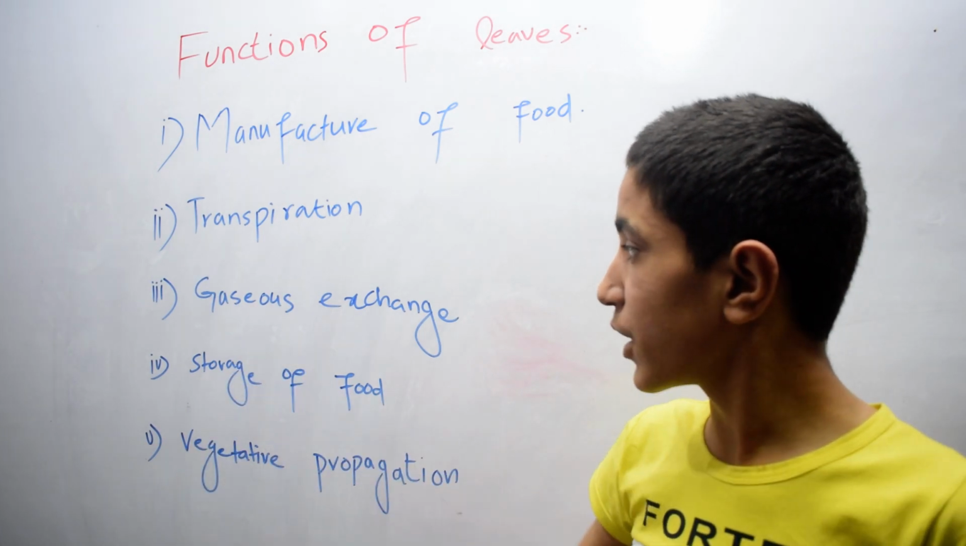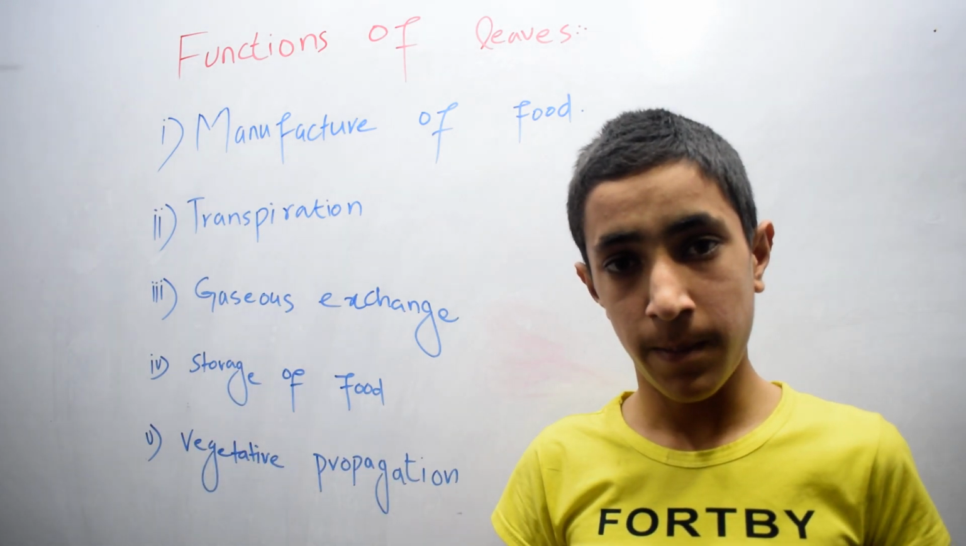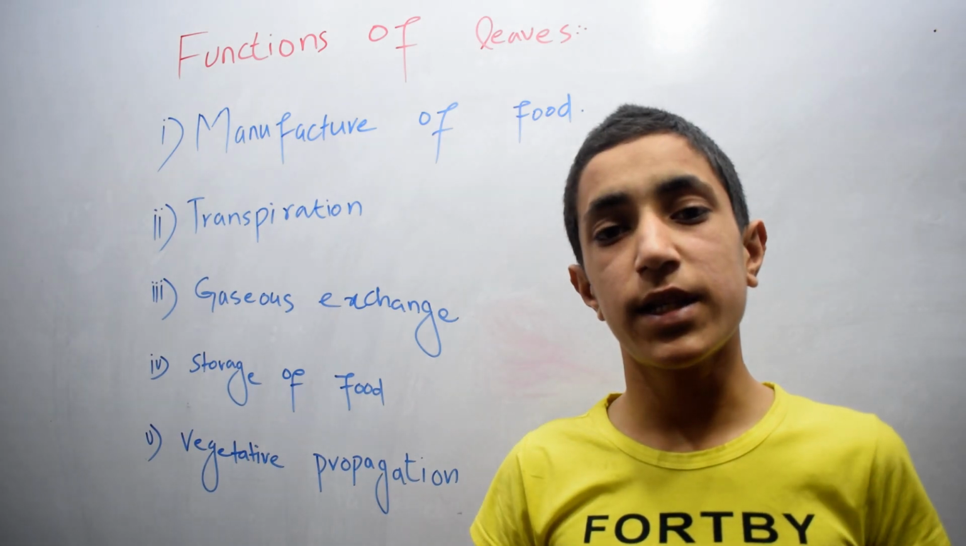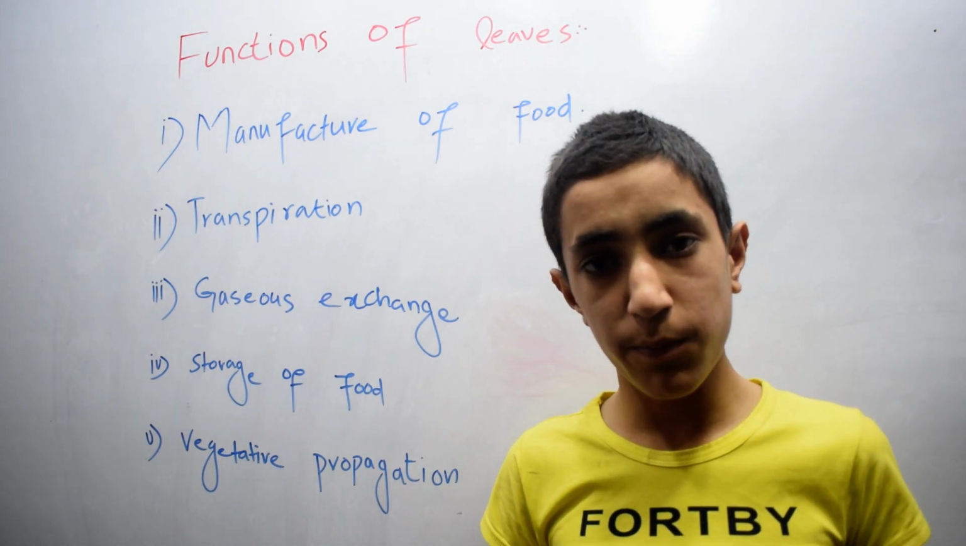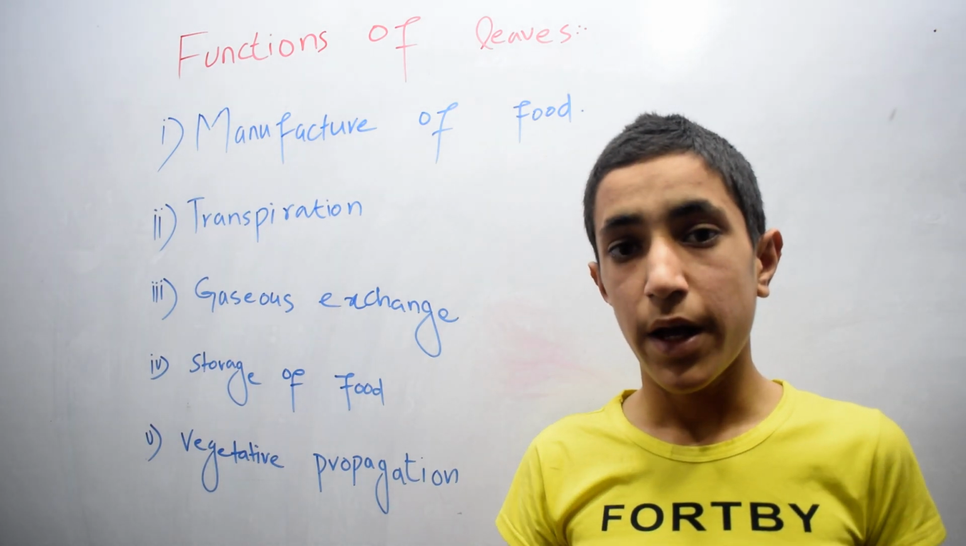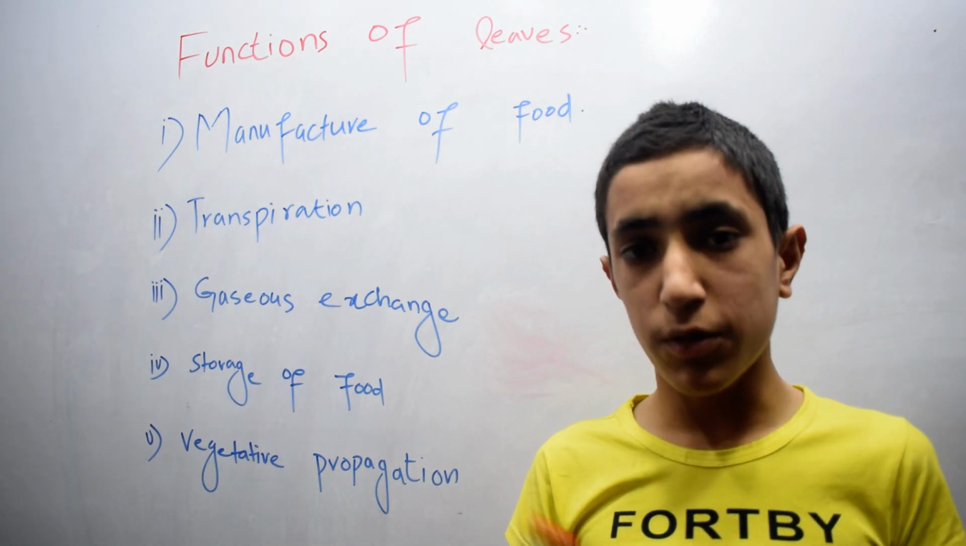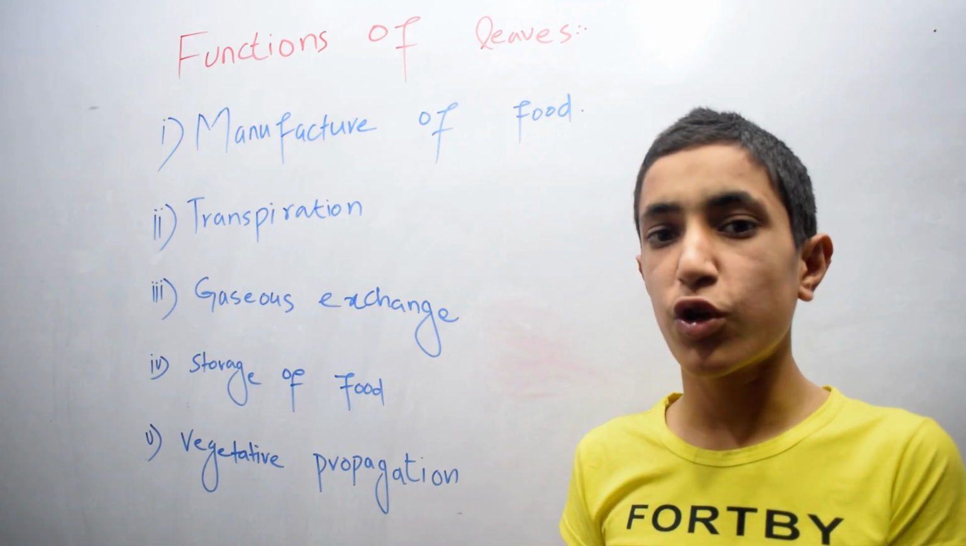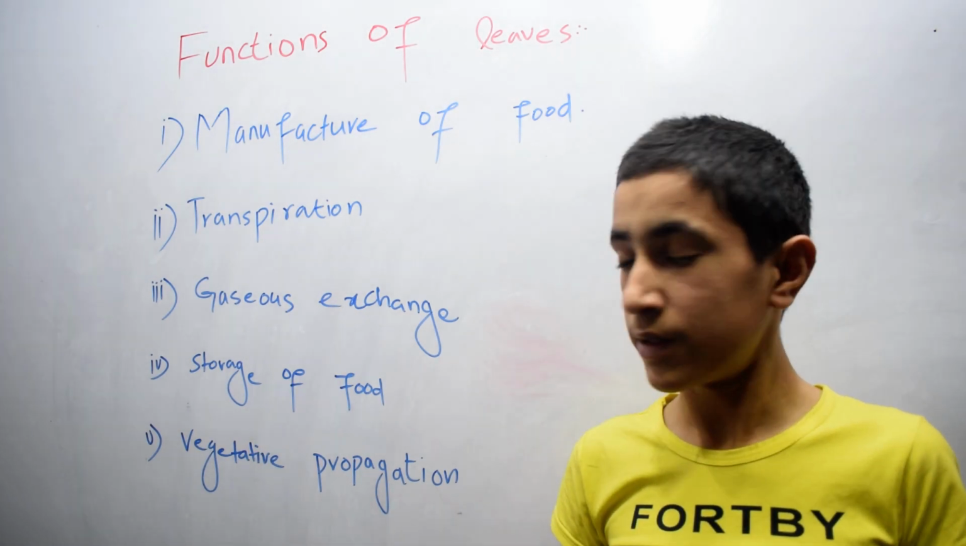The third one is gaseous exchange. Photosynthesis is not only responsible for preparing food, it also prepares oxygen. And leaves need carbon dioxide and give oxygen to the environment.